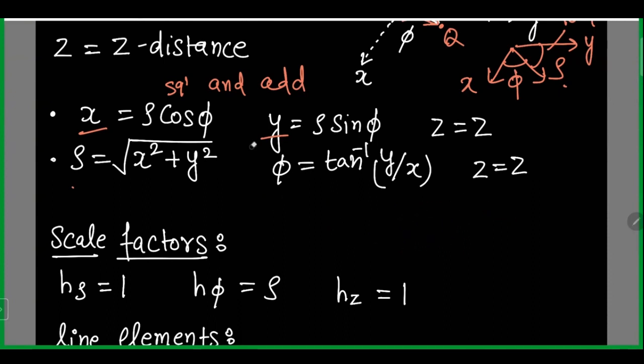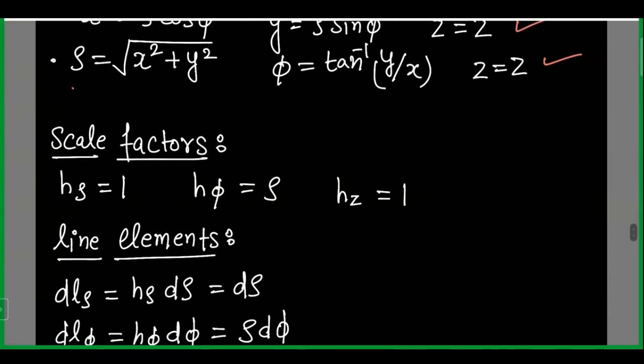Very simple rules. If someone gives you rho, phi, and z and asks you to find x, y, z, you can use these relations. And if someone gives you x, y, and z and asks you to find rho, phi, and z, you can use these relations. Then what was the next thing which we covered? We covered scale factors, or H factors, we can call them anything. There are three components, so there will be three scale factors: one for rho, one for phi, and one for z. The scale factor for rho is 1, the scale factor for phi is rho, and the scale factor for z is also 1. Remember this, very important rules.